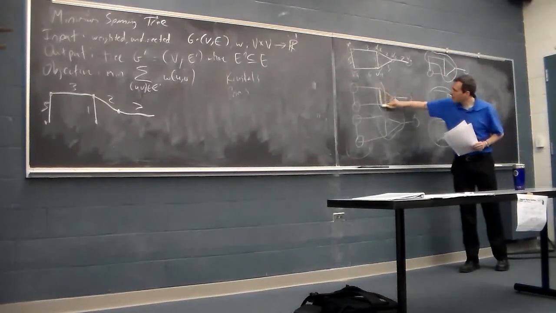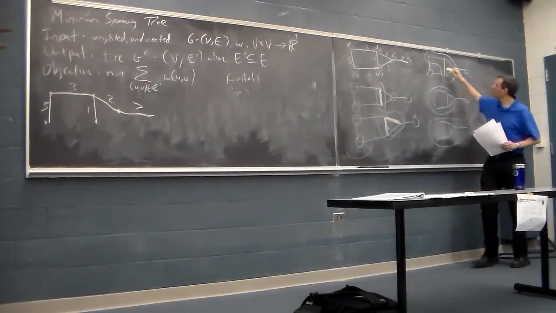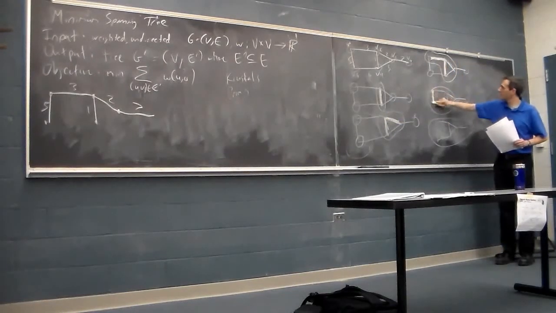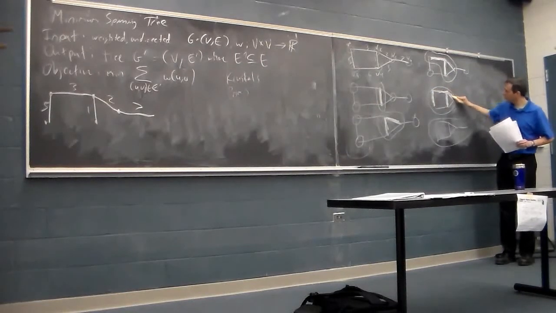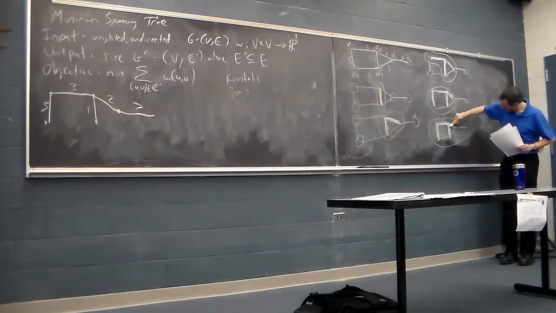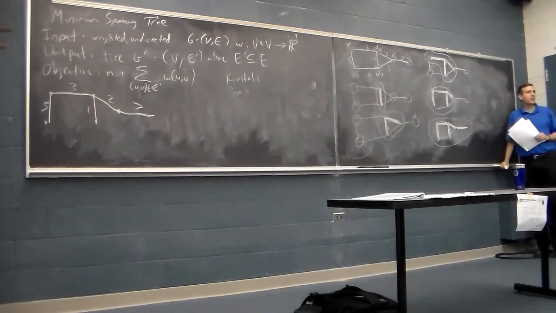It's going to end up that we used this edge here, and then we add in this edge, and then we add in this edge, and finally this edge. And we end up with our minimum spanning tree. So that is Kruskal's algorithm. So is the process clear to everyone?